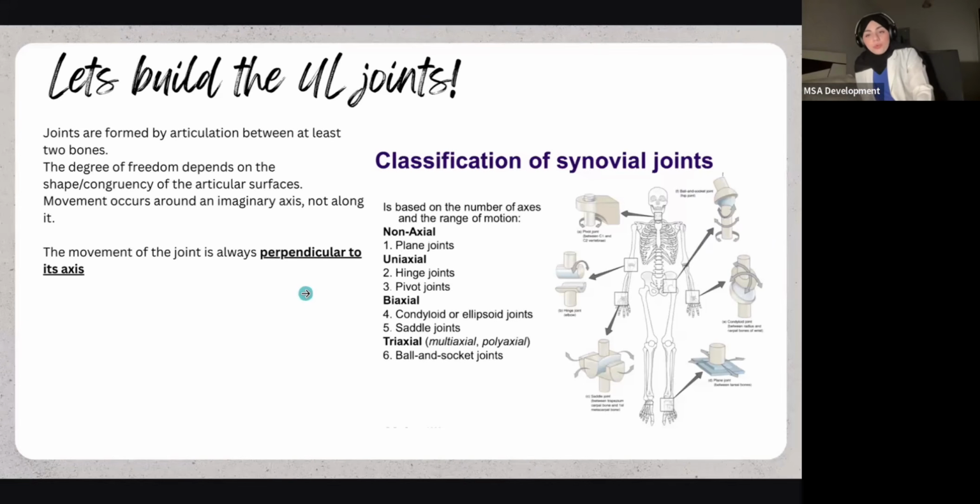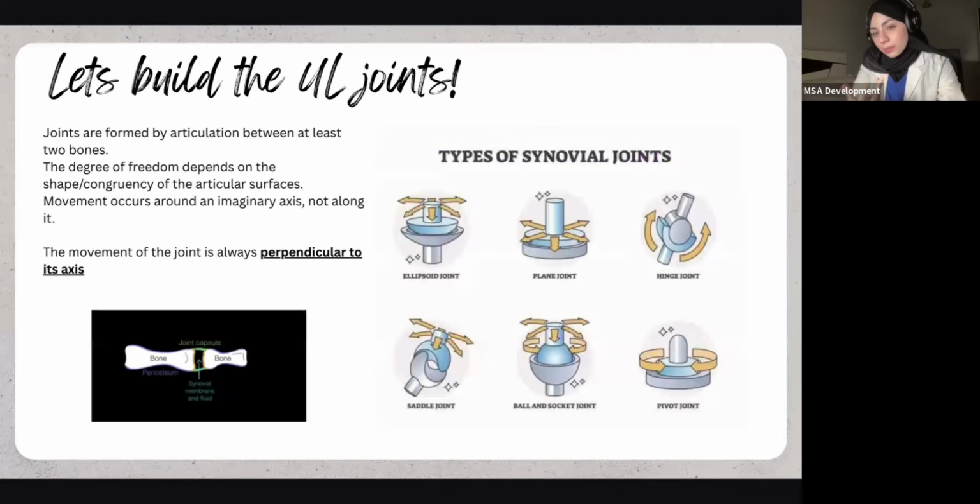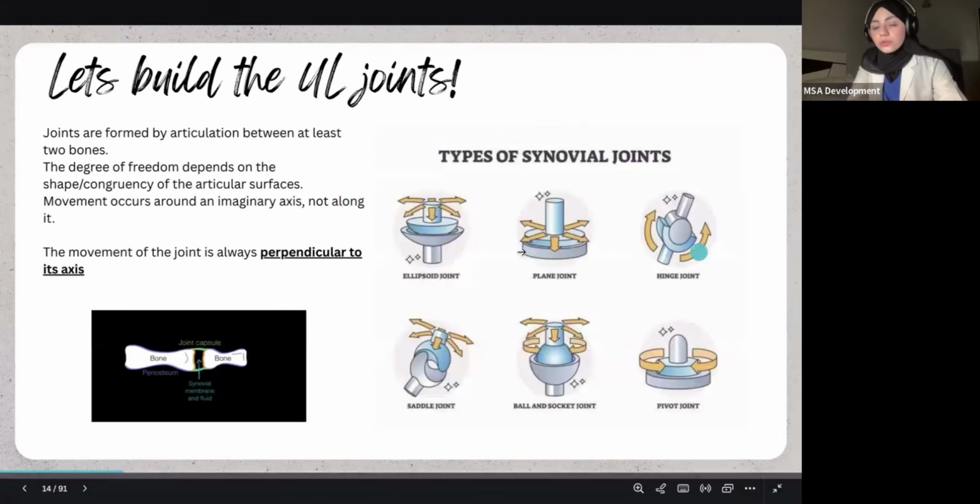Now, the movement of a joint is a very, very important concept. How do I classify non-axial, uniaxial, biaxial? How do I understand these axes? Whenever I'm describing a movement on an axis, know that the movement will be perpendicular to that axis. I'll explain this more when I'm giving examples, but for now, let's just quickly run through the synovial joints.